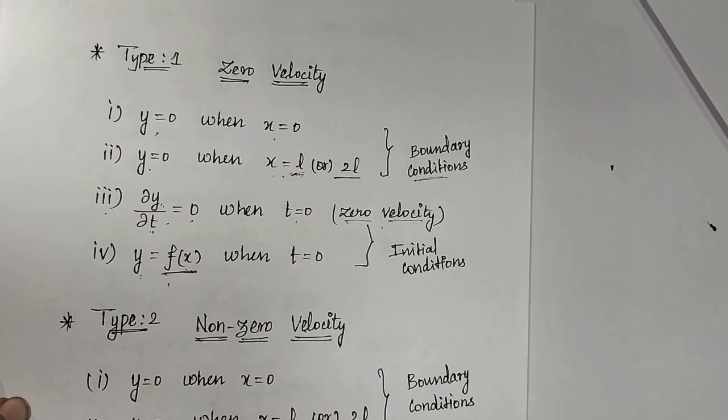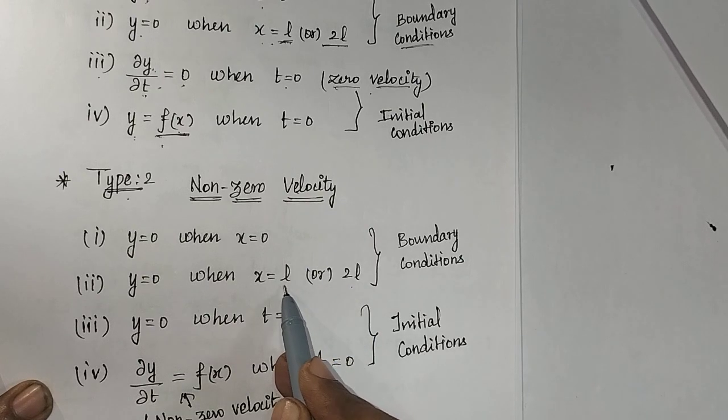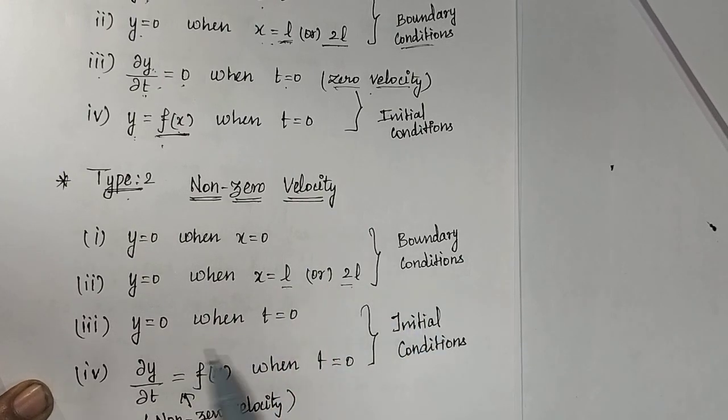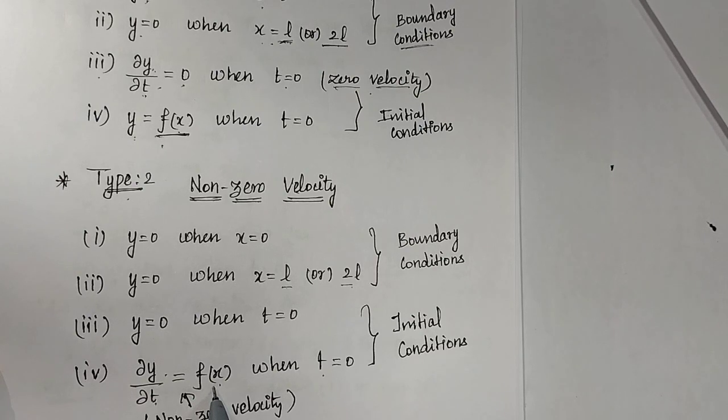Okay. And in the one dimensional wave equation, the second type is non-zero velocity. Here also we will have 4 conditions. y equals 0 when x equals 0. y equals 0 when x equals L or 2L. Already I told why we take L and 2L here. And y equals 0 when t equals 0. Dou y by dou t equals f of x when t equals 0. Because type 2 is non-zero velocity, the fourth condition is dou y by dou t equals f of x, non-zero, which represents non-zero velocity. This f of x we can write depending upon our problem; we can change the f of x.